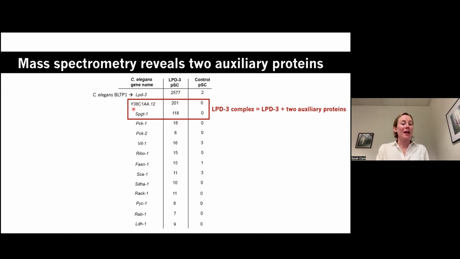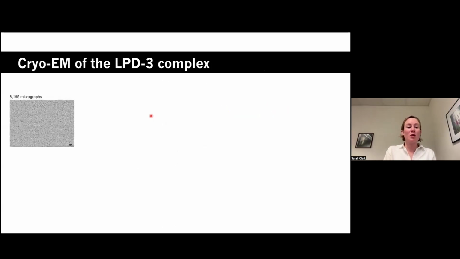Interestingly, neither of these proteins had ever been studied in any organism. Their function was unknown, which was kind of exciting. And importantly, we now knew that we were dealing with not just LPD-3, but a complex of LPD-3 plus two auxiliary proteins. So when we put this protein complex on a grid, we collected a little over 8,000 micrographs at PNCC.